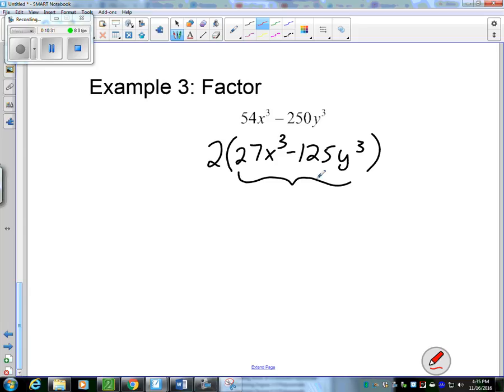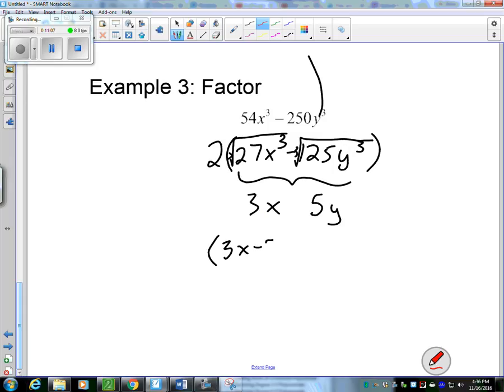Can you cube root both of them? And the answer is yes. You can cube root 27x to the third, and that is 3x. Can you cube root 125y to the third? And that is 5y. So my a is 3x, and my b is 5y. So let's rewrite this. So we have a, and then it's a subtraction problem, so it's the same, minus b.